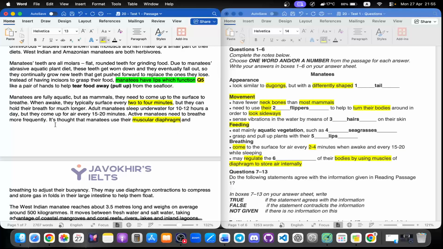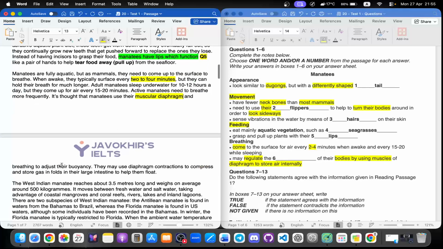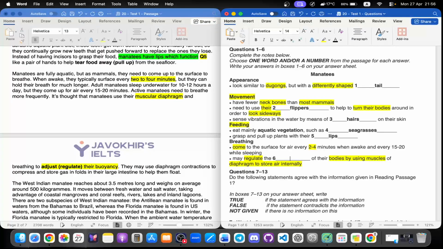Active manatees tend to breathe more frequently. It's about how manatees use their muscular diaphragm in breathing to adjust their buoyancy. Adjust means here regulate. So that's going to be the answer for us. So buoyancy is our answer.